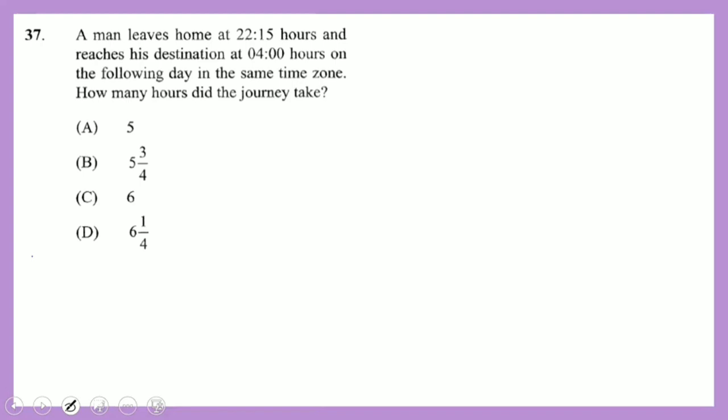If you don't know the 24-hour clock, it says 1 o'clock in the morning, in the wee hours of the morning, and you count 1, 2, 3, 4, 5, 6, 7, 8, 9, 10, 11, 12 at midday, then 13 o'clock is 1 o'clock in the afternoon, etc. And you continue. The 22:15 hours would be 10:15 in the night, 10:15 p.m. And he reaches his destination at 4 o'clock in the morning, 4 a.m.